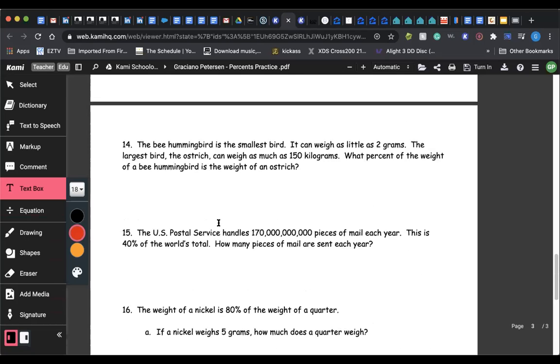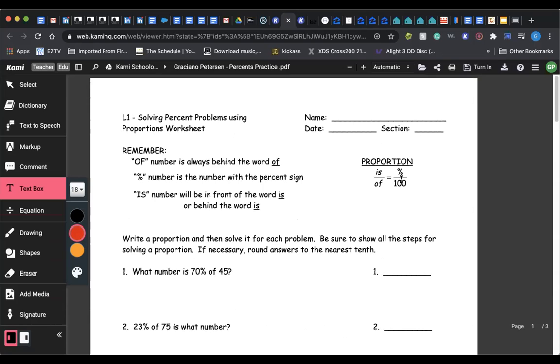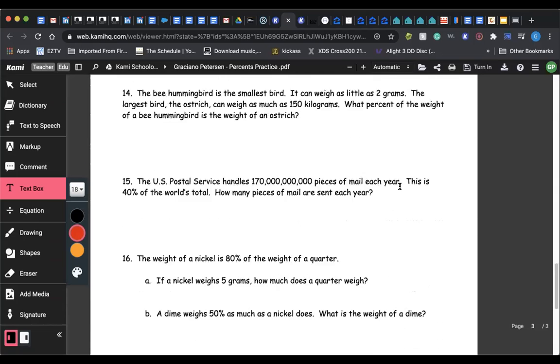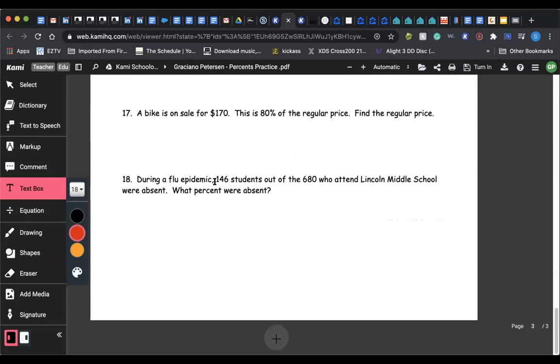So again, we're setting up the proportion, right? You're looking for the percent, so you're going to have an X over 100, and then the other side of your proportion is going to be 146 over 680. I'm not trying to give you the whole answer. You just want to know how to set it up the right way, and you set it up already. Yep. All right, any other questions for me?